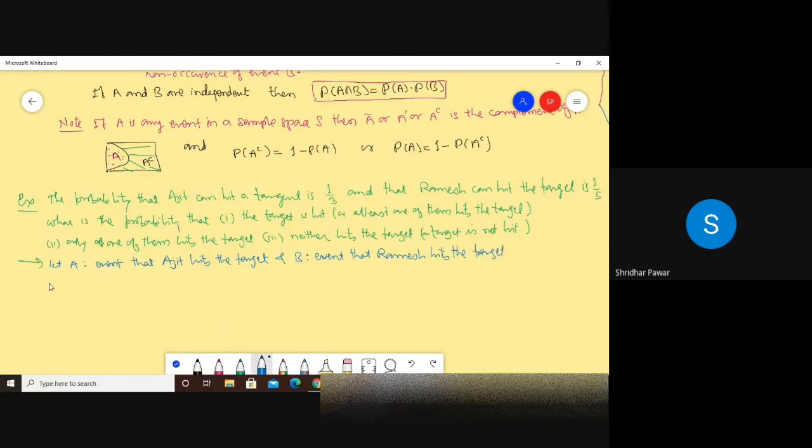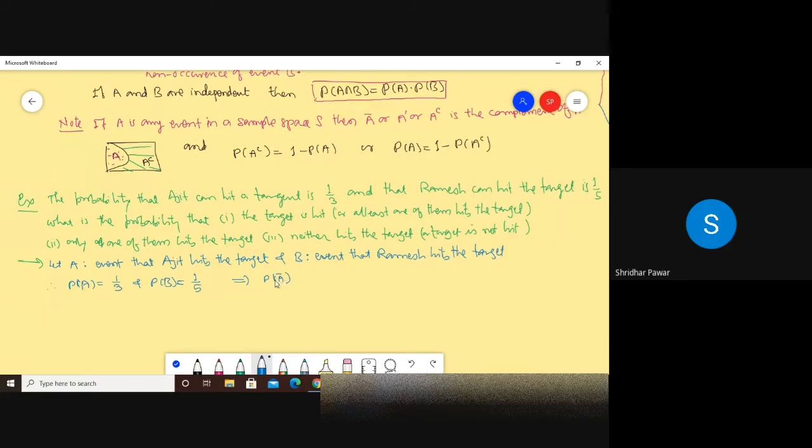Okay, therefore what is given? The probability that Ajit hits the target is given to be 1/3, and P of B, the probability that Ramesh hits the target, is 1/5, right? This implies, what is the probability of A complement?